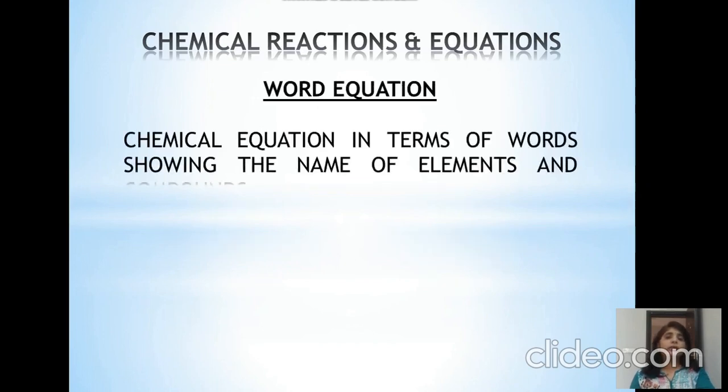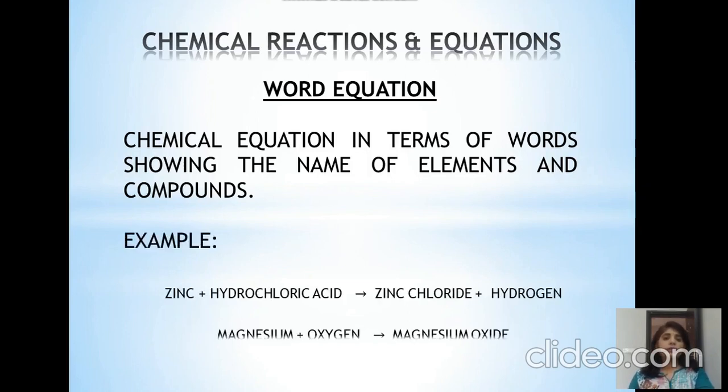As I already told, in word equation we are writing the whole process in a short manner, that is, with the names of elements and the compounds. We already saw the example of zinc plus hydrochloric acid giving rise to zinc chloride and hydrogen. Another example, magnesium plus oxygen gives magnesium oxide.